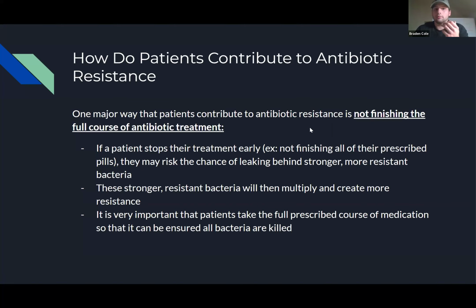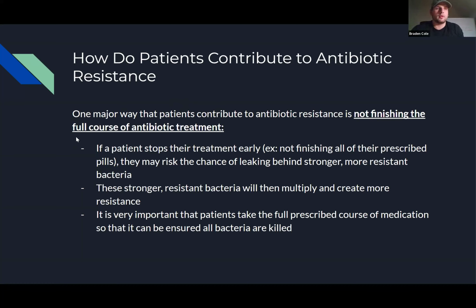Lastly, another topic is how do patients contribute to antibiotic resistance? One major way is by not finishing the full course of antibiotic treatment, or not following the treatment plan. If a patient stops their treatment early, for example, if the doctor tells them to take two pills for 5 days and they stop at three, or they only take one pill a day, they risk leaving behind stronger, more resistant bacteria. These strong resistant bacteria will then multiply and create more resistance.